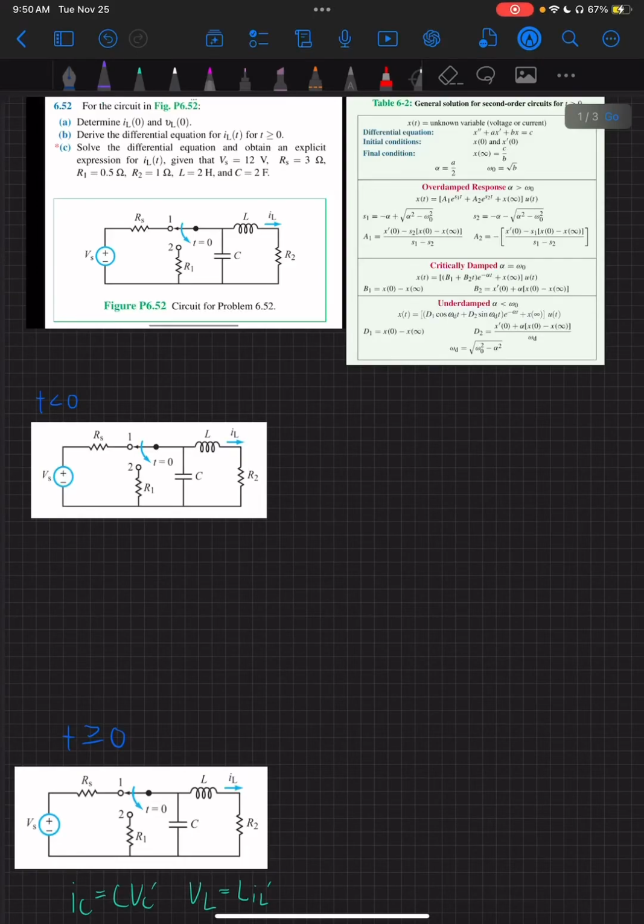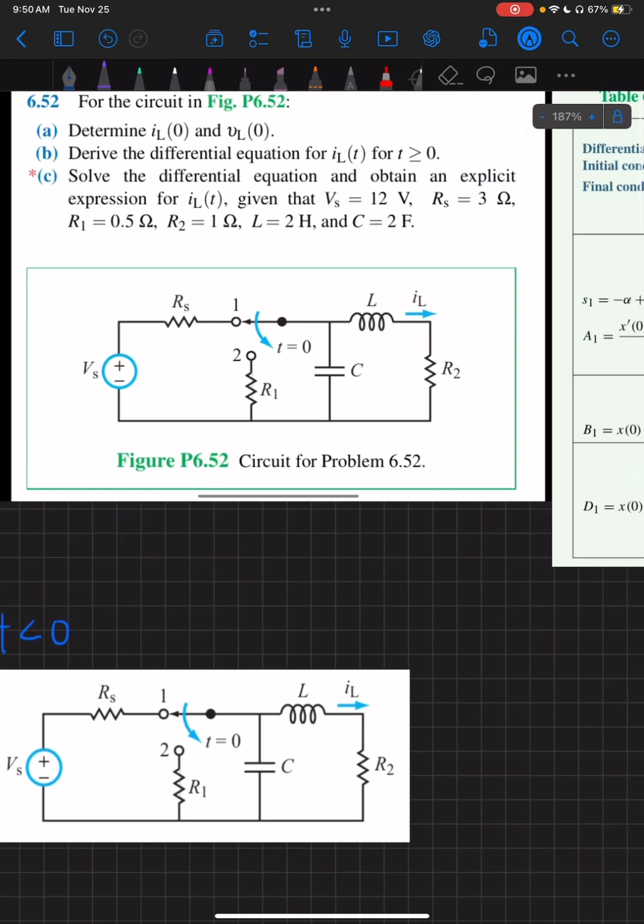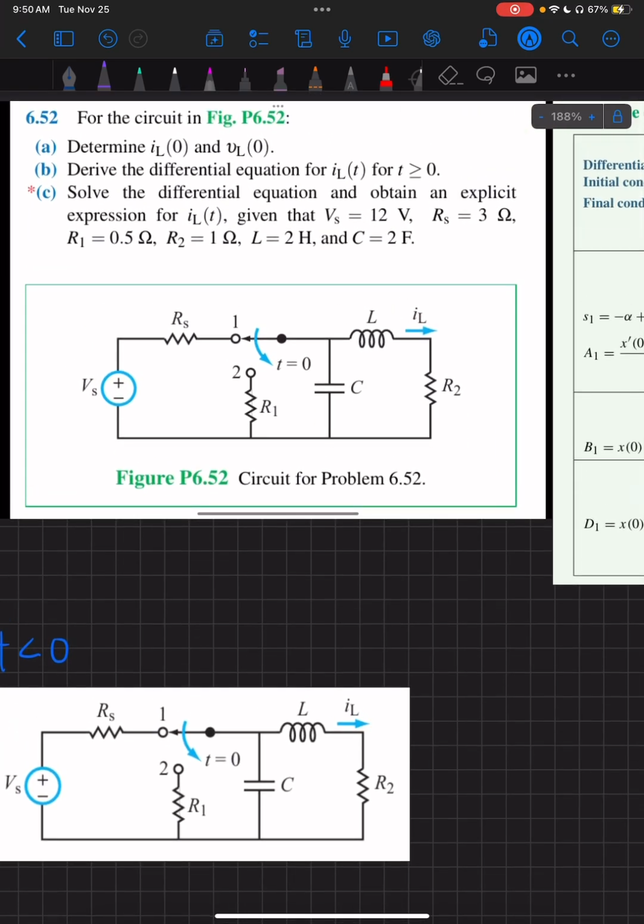Hello. I'm going to do problem 6.52. The problem says, for the circuit below, determine IL(0) and VO(0). Derive the differential equation for Io(t) for t greater than 0, and solve the differential equation, obtaining the expression for Io(t) given the following equations right there.